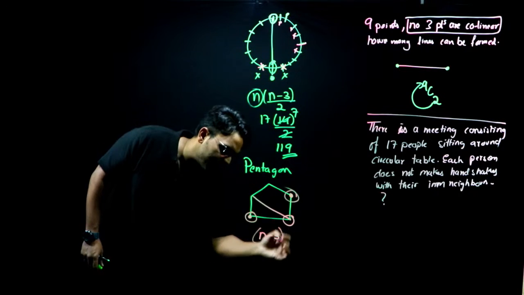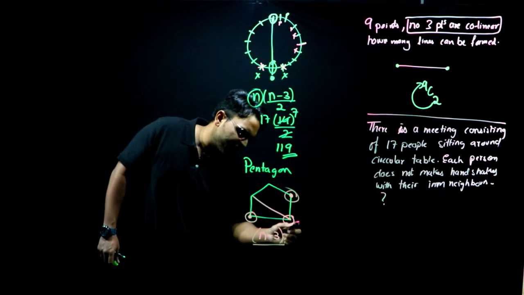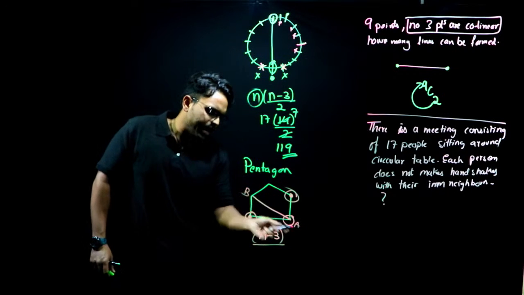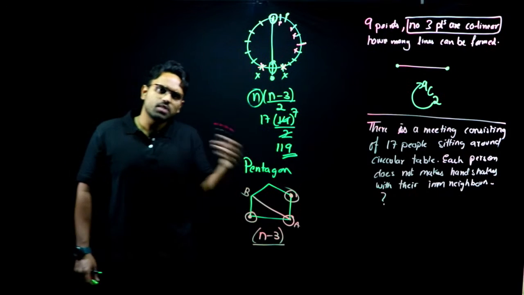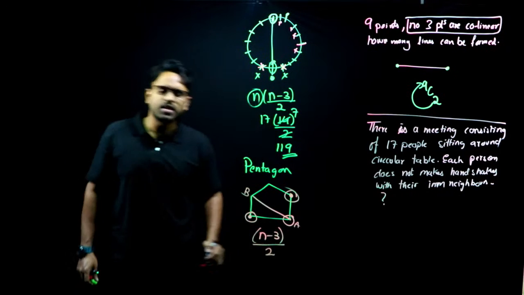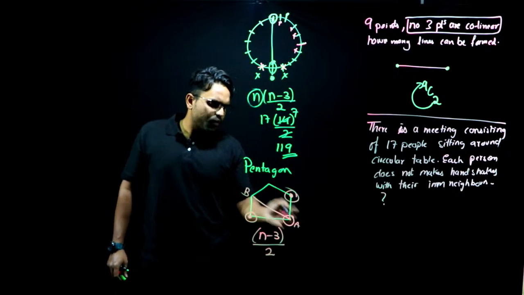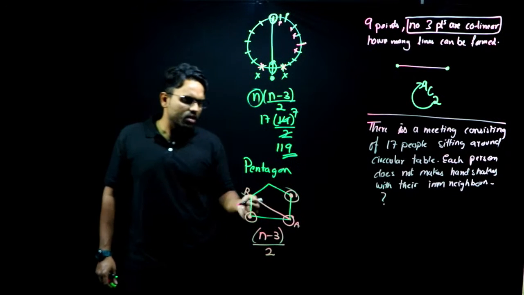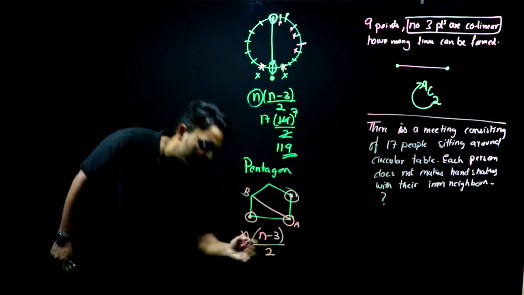Now, again, I have to divide it by 2. Why? Because if I name it as AB, the diagonal is the same as BA. So what is being done here? Double counting. So I have to divide it by 2. Next, this is for one point, but for all 5 points, what do I have to do? I have to take all the points into consideration, so I have to multiply it by n.